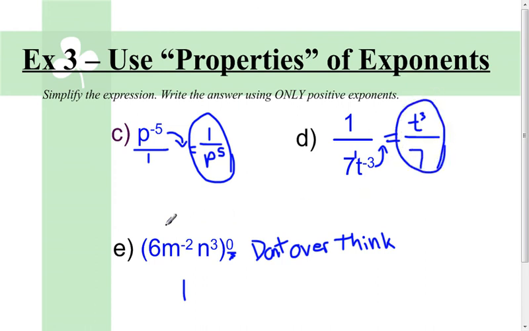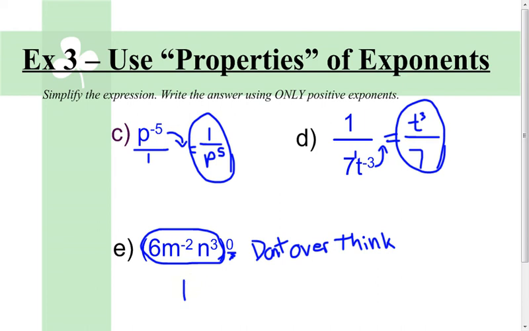And then down here, letter E, I said don't overthink this. It looks really complicated until you realize this entire thing is to the power of 0, which means anything to the power of 0 is 1. So we kind of fooled you a little bit, or tried to fool you a little bit.